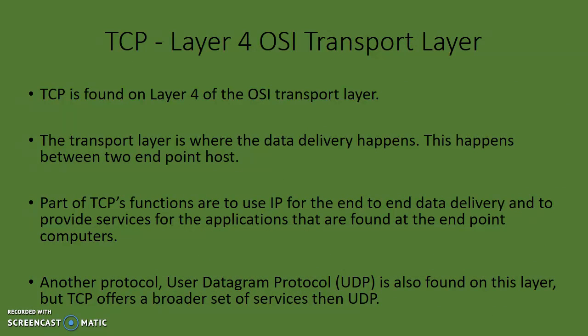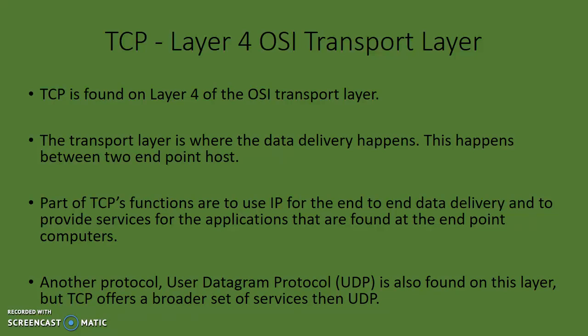TCP is found on layer 4 of the OSI model, the transport layer. The transport layer is where the data delivery happens. This happens between two endpoint hosts. So part of TCP's functions are to use IP for the end-to-end data delivery and to provide services for the applications that are found at the endpoint computers.